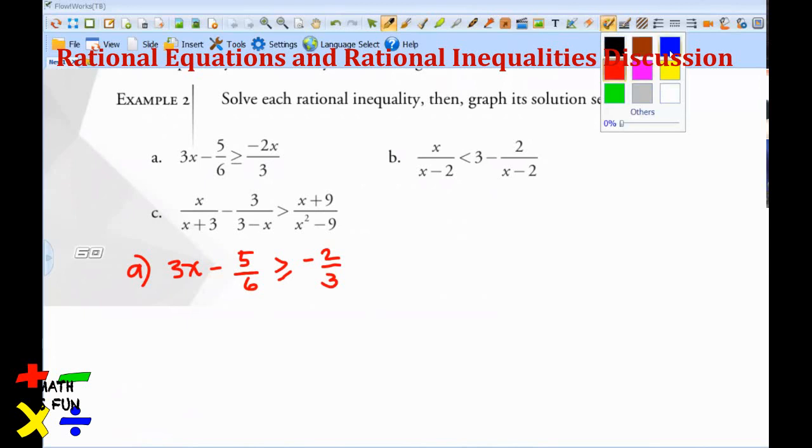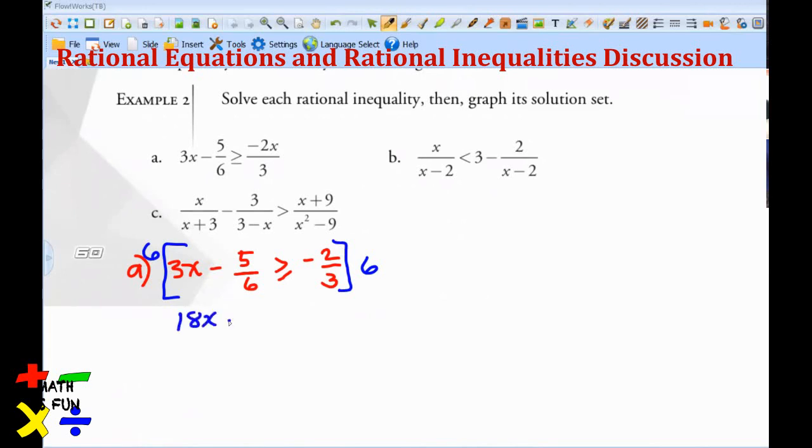Ramsen, what's the LCD of 6 and 3? 6, sir. 6. So we will multiply both sides by 6. So 6 times 3x will give you 18x. 6 divided by 6, so it will become 5. Greater than or equal to, 6 divided by 3 is 2 times negative 2 is negative 4. And then now we will solve. We will move the negative 5. So 18x is greater than or equal to negative 4 plus 5.